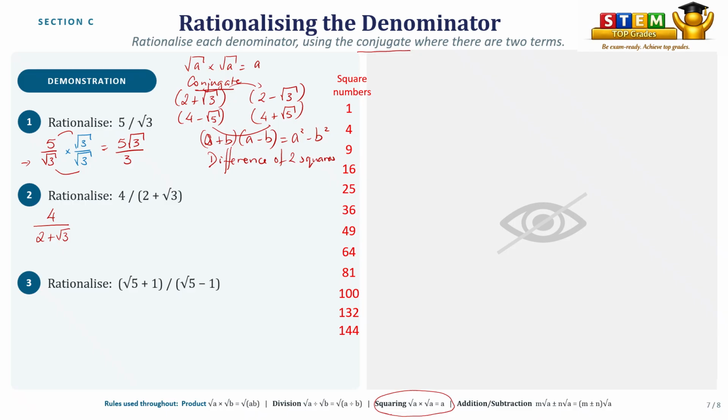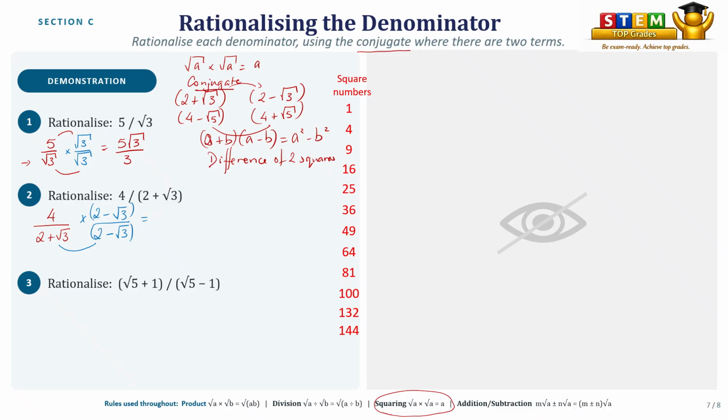In a similar way, we're going to multiply by a number. The numerator and the denominator are going to be identical. However, over here, we're going to be writing the conjugate of 2 plus root 3, and this is going to be written as 2 minus root 3. Remember, we swap the sign. And the numerator will be just identical to the denominator. Let's dress that up with brackets.